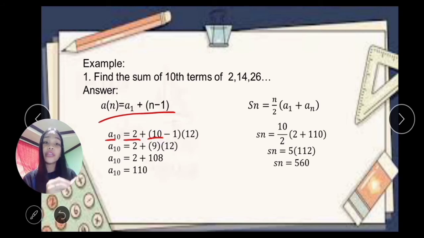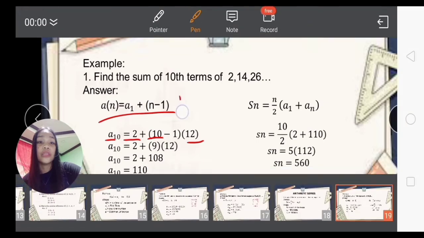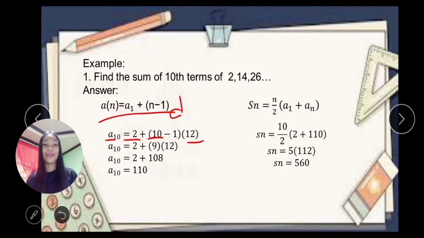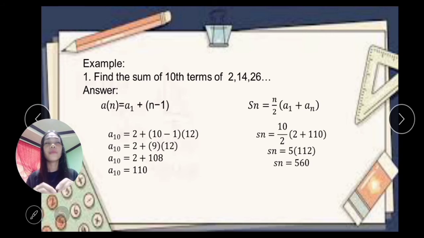Then, minus 1. Then our d is the common difference. Nakulang yung d dito, may d yan, sorry. Then, next to do is to subtract: 10 minus 1 equals 9. Then, bring down our first term and our common difference. And then, next to do is to multiply n minus 1 by the common difference, which is 9 times 12 equals 108. Then, add the 108 to our first term, which is 2. 2 plus 108 equals 110.